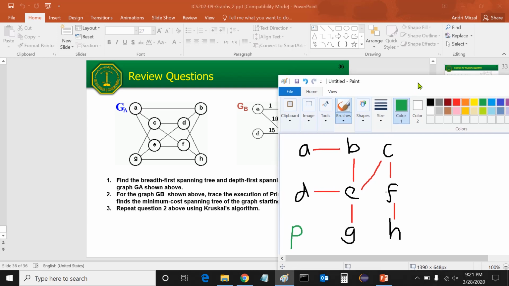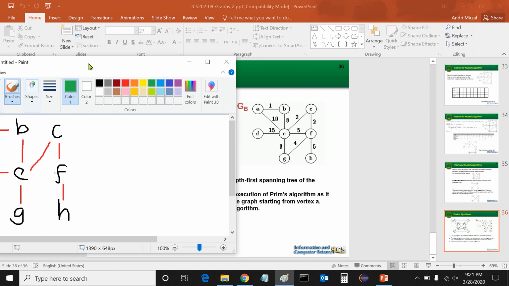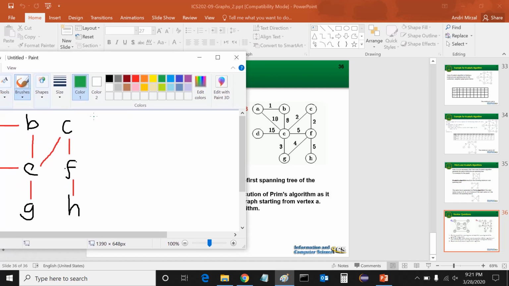Now we will do the same thing by using the Kruskal algorithm. In the Kruskal algorithm, what we need to do is to enqueue the edges based on the cost in ascending, increasing order. Then after that we do the dequeue, which means we take the edge with the minimum cost one by one. Again, as the first step, just draw the vertices first.